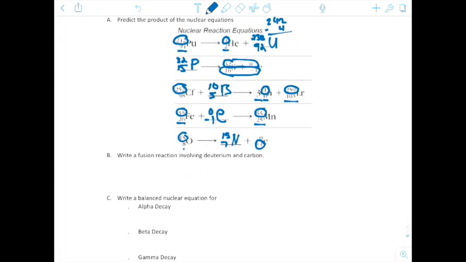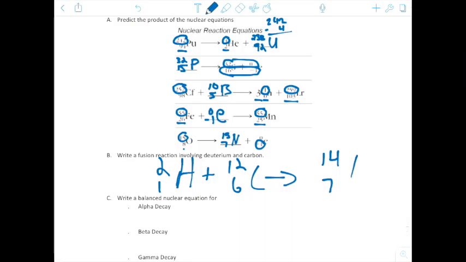It says write a fusion reaction involving deuterium and carbon. So deuterium is hydrogen with a proton and 1 neutron, so a mass number of 2. And then we'll have carbon, so carbon 12, and carbon has 6 protons. And then it's a fusion reaction, so they're going to combine to make 14. 2 plus 12 is 14. 1 plus 6 is 7. And then nitrogen.